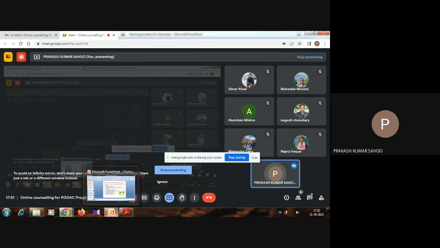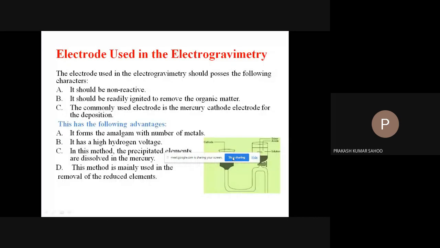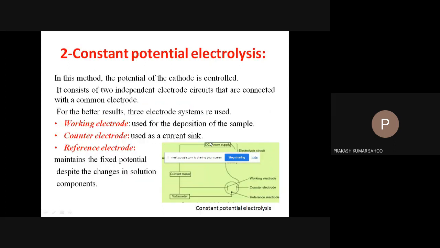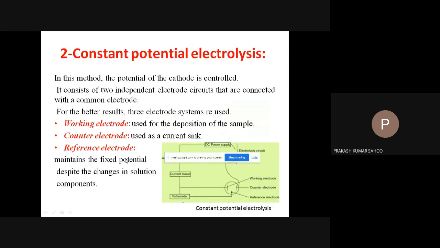So the next part will be of two types, that is constant current and constant potential. When the current is constant, we use one resistor to control the voltage. And for constant potential, for this purpose we may use one reference electrode.